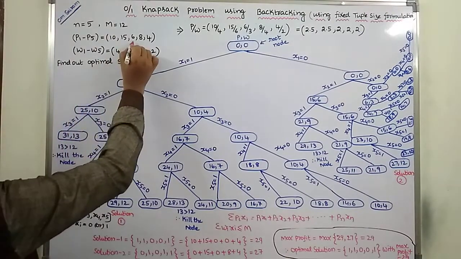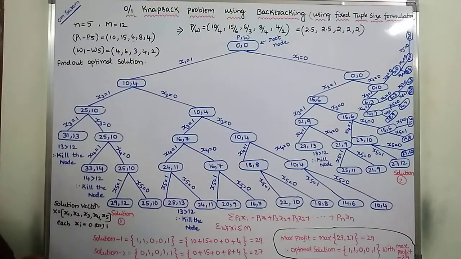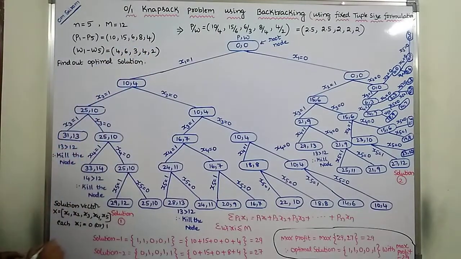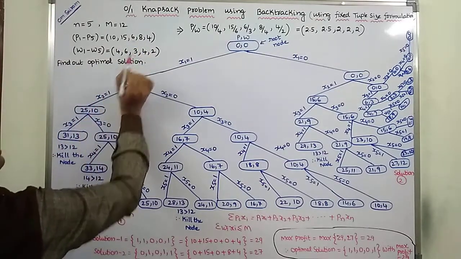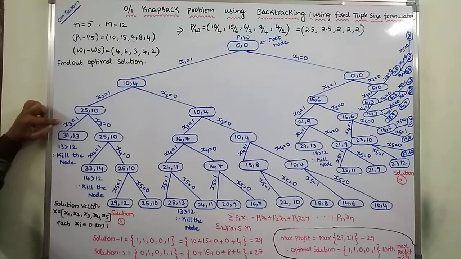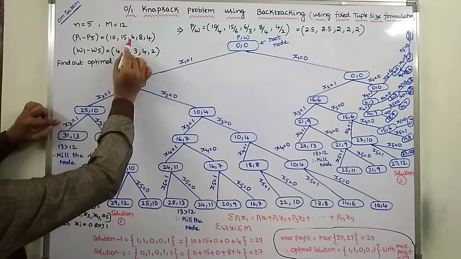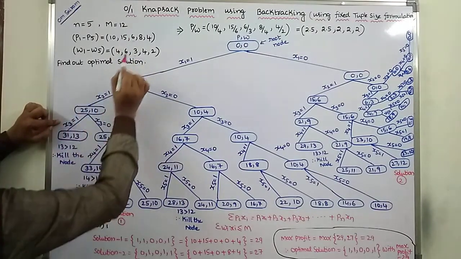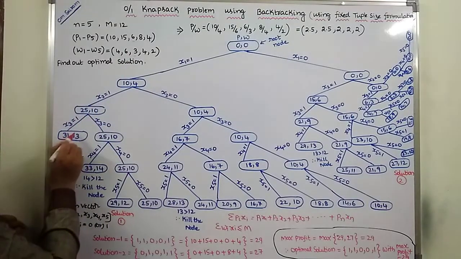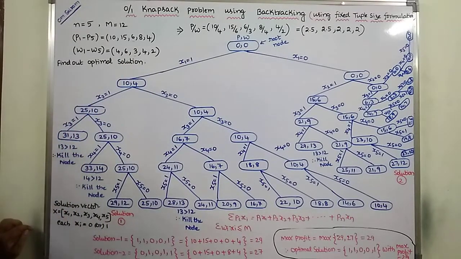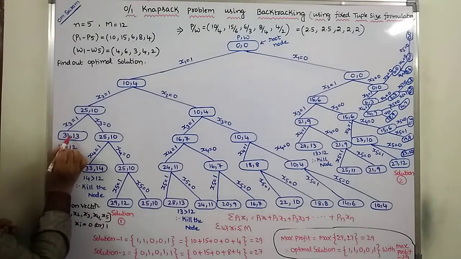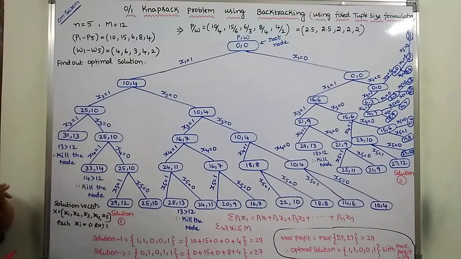Third object profit value is 6 and weight value is 3. So 25 plus 6, that is equal to 31, and 10 plus 3, that is equal to 13. After considering the third object, we have to add the third object's profit to this one and the third object's weight to this one. Then we get 31 comma 13.